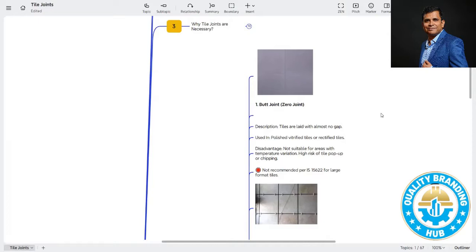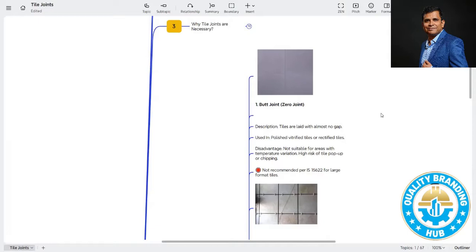This has minimal thermal expansion property. So during heat or cold, the expansion or contraction is very little. That is why no cracking or pop-up happens. Disadvantage: not suitable for areas with temperature variation, with high risk of tile pop-up or cracking. What happens if you use it in an area where the temperature difference is more, or in a high temperature or hot area?